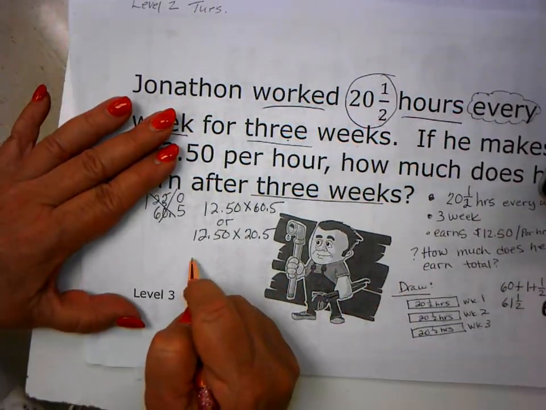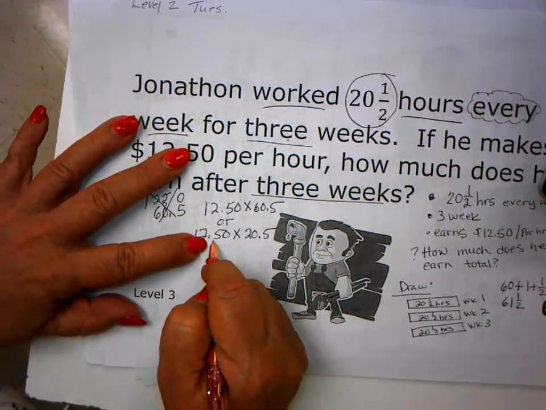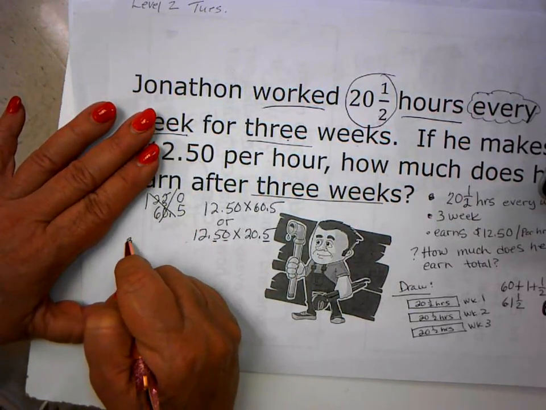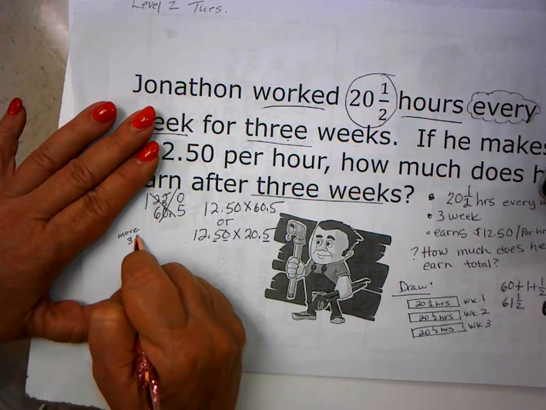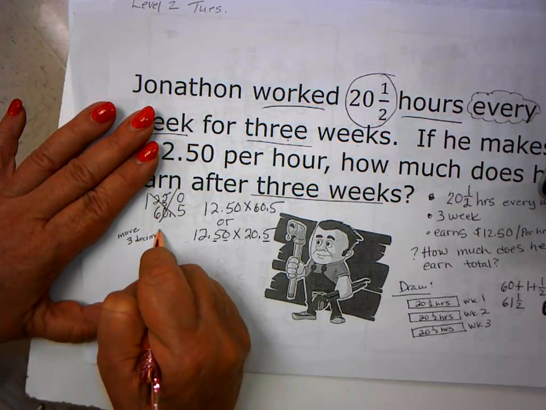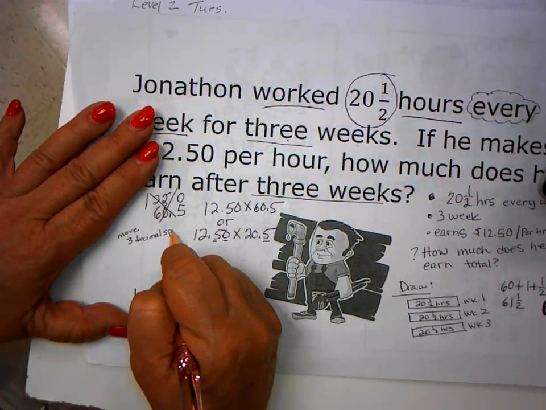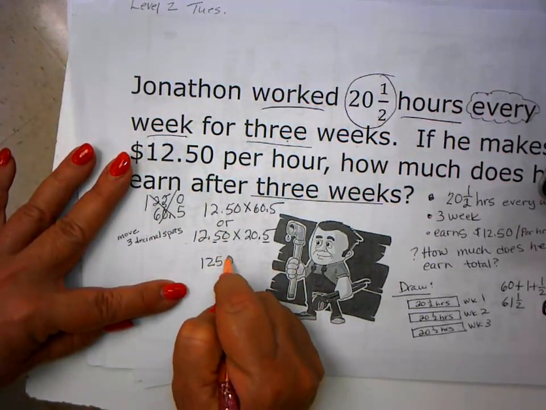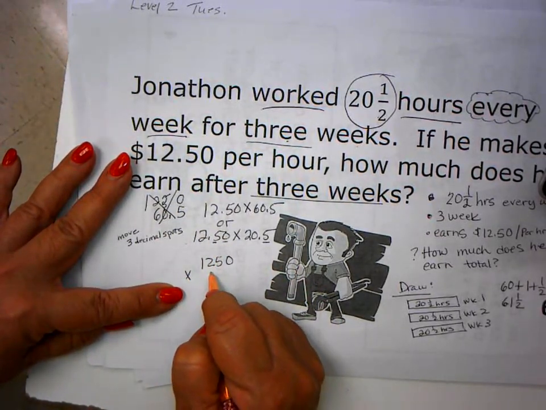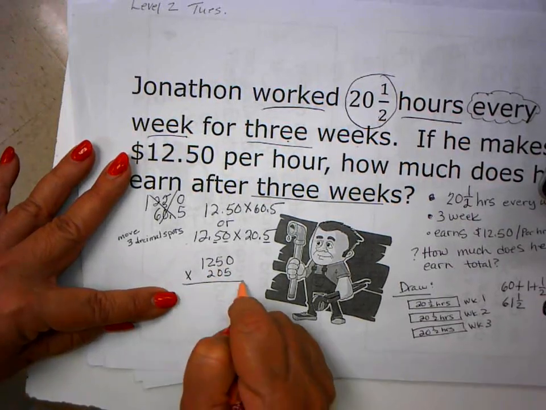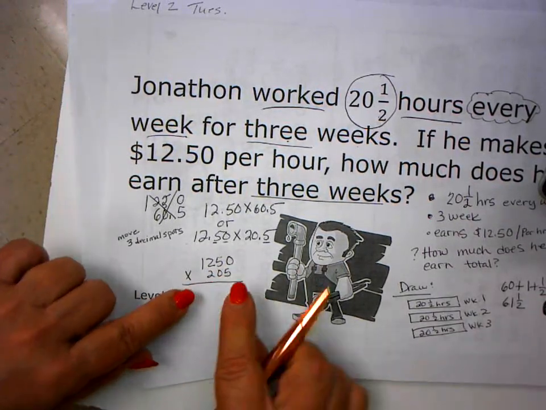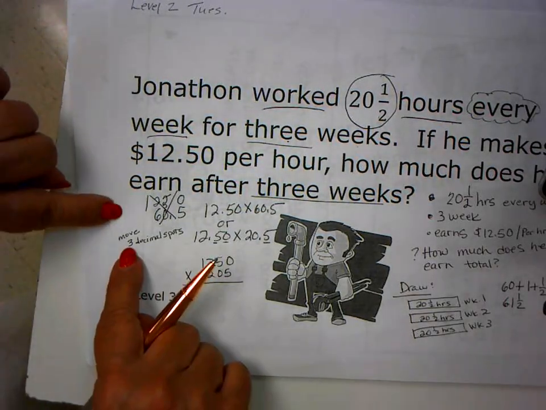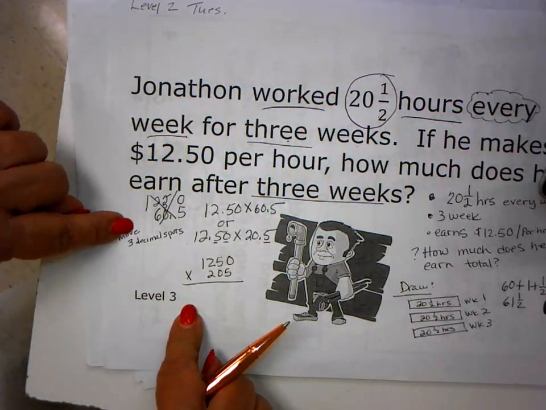So here I'm going to take the decimals out. I have 1, 2, 3. I'm going to move 3 decimal spots. So I keep that in mind over here. So I have 1250 times 205. For me, it's a lot easier to take those decimals out and multiply it. I already know how many times I'm going to move it once I get my product.